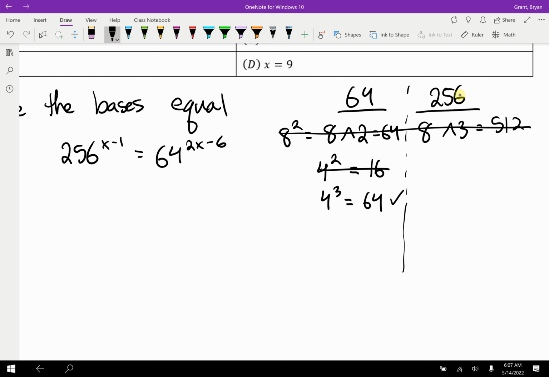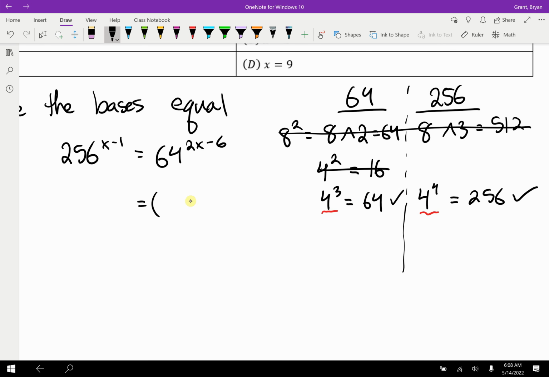Now I hope I can do 256 as a power of 4. We're going to start ahead of 4 cubed, so I'm going to try 4 to the fourth power. And lo and behold, when you do this on your calculator, this does end up being 256. And so one way that we could rewrite 64 and 256, and the way that I'm going to use because I think it's a little bit easier, is as 4 to the third and 4 to the fourth.